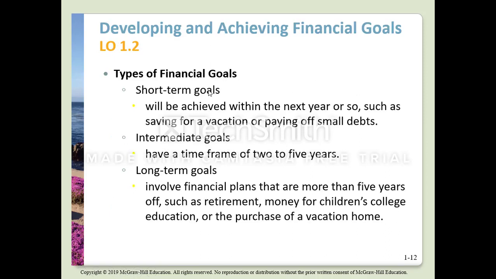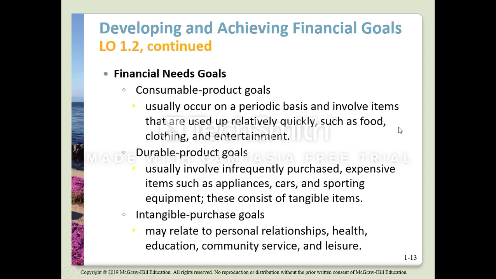So types of financial goals. There's short-term goals, intermediate goals, and long-term goals. So short-term would be any of your goals that would happen within the next year or so. Intermediate goals are 2 to 5 years, and long-term goals would be over 5 years. So financial needs goals. So you really need to identify what your needs are. So there's consumable product goals like food, clothing, entertainment, and then there's durable product goals such as appliances, cars, and sporting equipment. And then there's intangible purchase goals. Anything intangible is things you can't touch, like health, education, community service, and leisure.